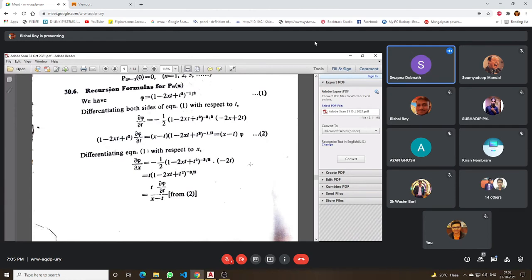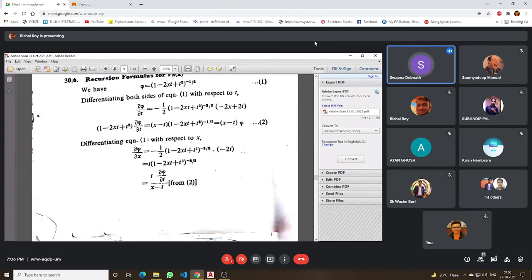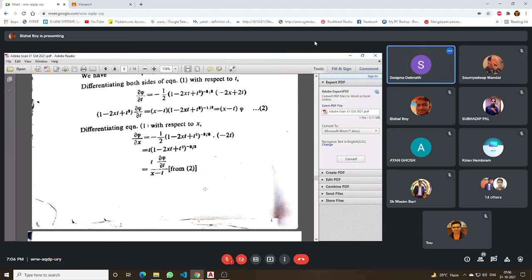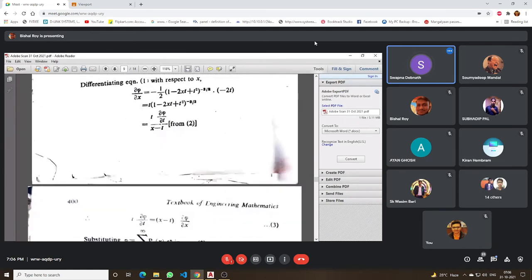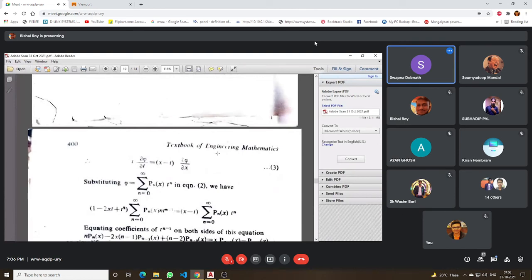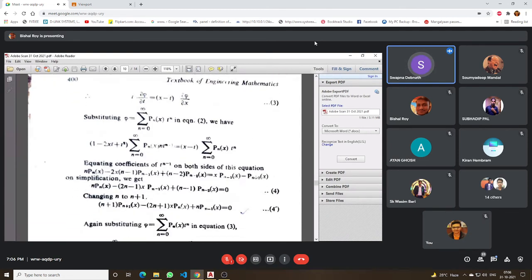Now differentiating again with respect to x. First we have differentiated with respect to t, then we differentiate with respect to x. Then del phi del x becomes this, and we have written t del phi del t divided by (x minus t) by substituting. Therefore, we have del phi del t and del phi del x in terms of del phi del t. Now we have written t del phi del t is equal to (x minus t) del phi del x. Now we know that phi is equal to summation t to the power n P_n(x).